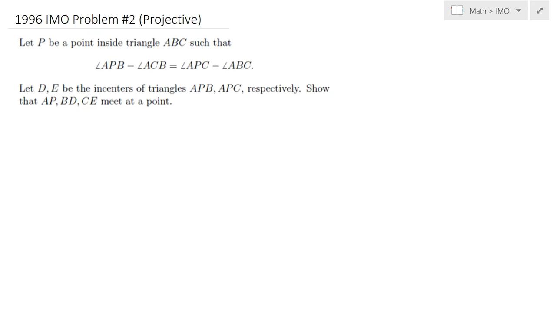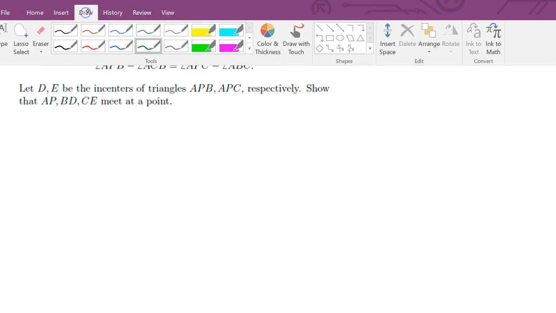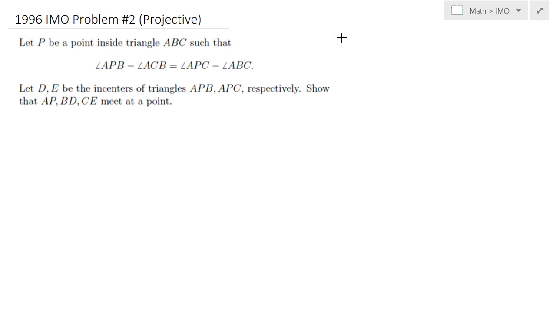Hello everybody, in this lecture we will provide an alternative proof for the 1996 IMO problem number 2. We will be making use of projective geometry for that. I'll prove the result in two steps. I need to first prove a small lemma, and then I can directly apply Pascal's theorem to finish the proof. So for that, I would like to start by drawing the circumcircle of our triangle ABC.